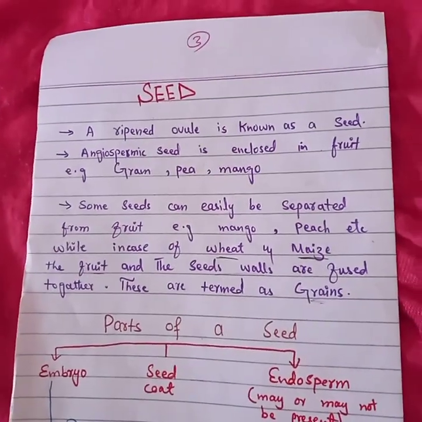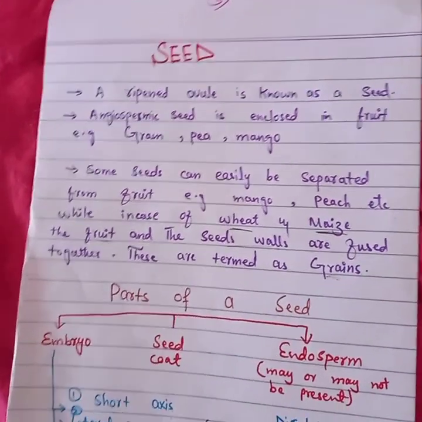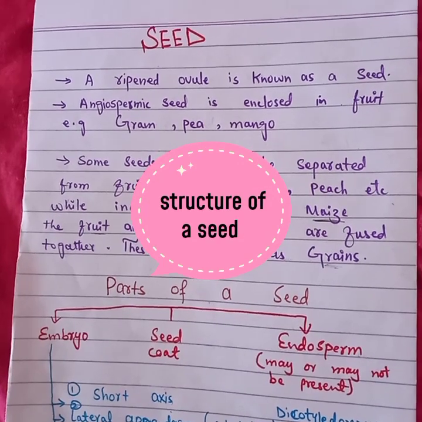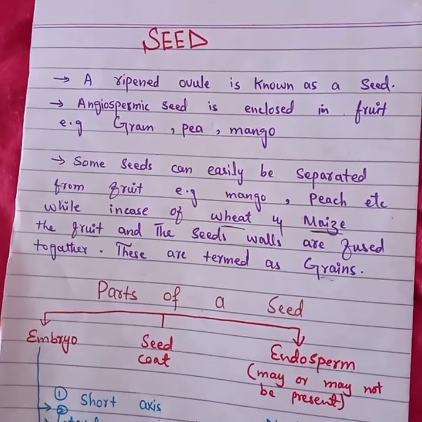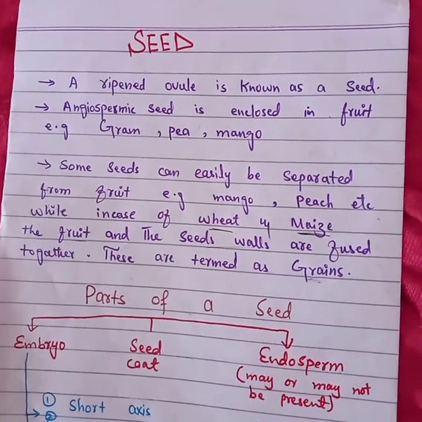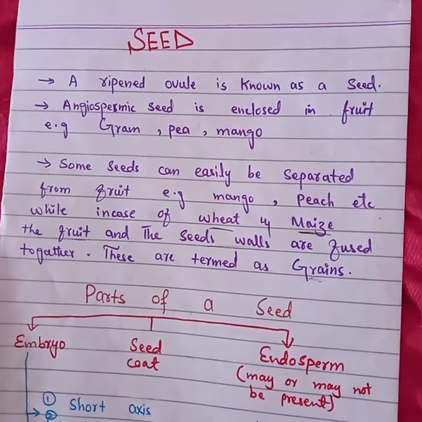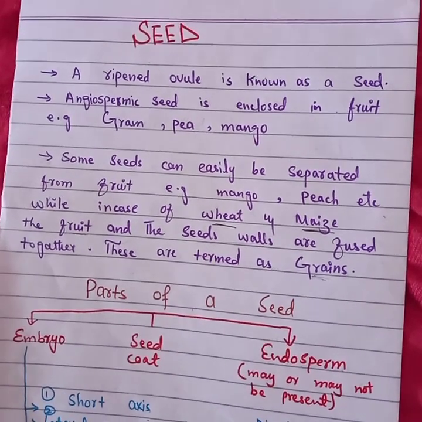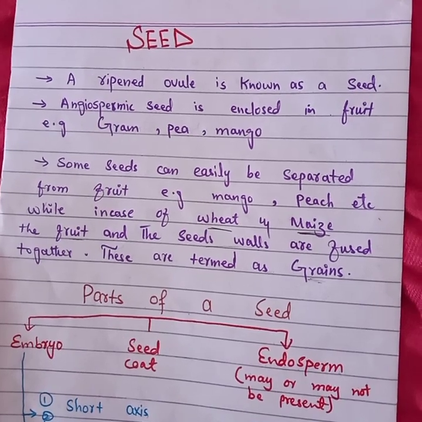Dear students, in this lecture we will learn about a seed and its different parts. So let's first define what a seed is. A ripened ovule is known as a seed. And the seed which we will discuss here will basically be the angiospermic seed, right?